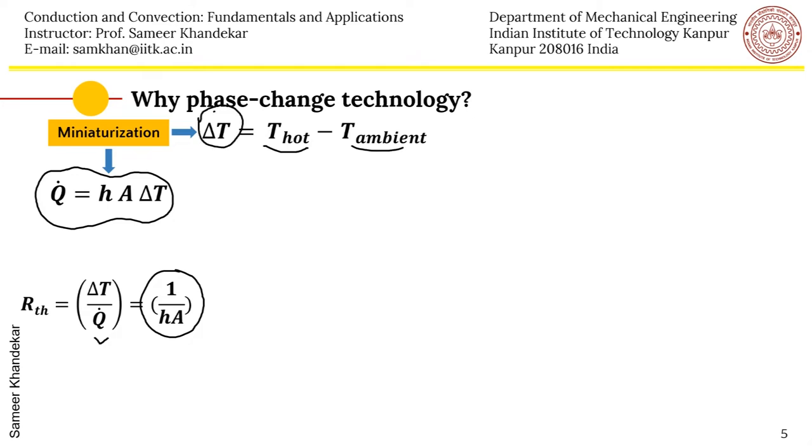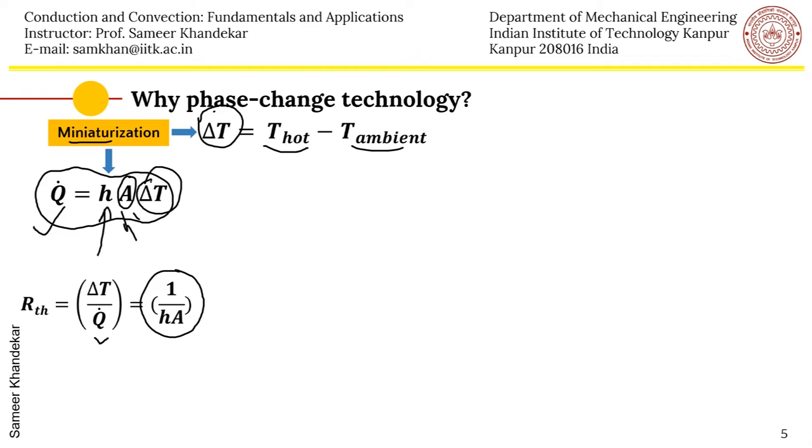and the ambient. And if the Q is increasing, let's say the demand of heat dissipation is increasing, and if you talk about miniaturization, then area is decreasing. So essentially delta T is fixed more or less by design constraint, and for miniaturized systems the A is decreasing. So the only way we can enhance the Q on the left hand side of this equation is by increasing the heat transfer coefficient.